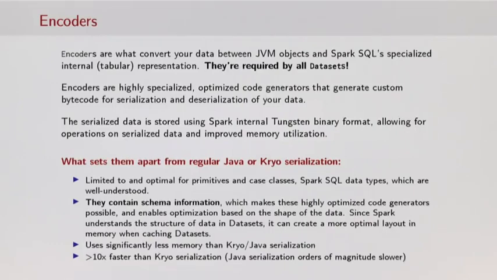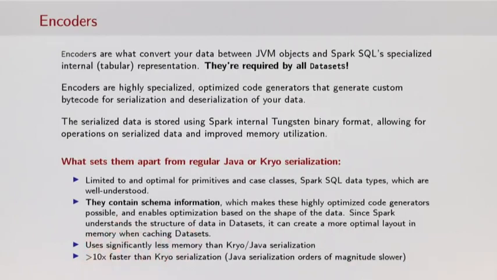Well, that's the context for these things, but since these encoder things are all about serialization, you might ask, well, why isn't Java or Kryo good enough? Well, for a couple of reasons. It starts with the fact that we have a very limited set of data types which we have encoders defined for, so all of the primitives and things that are case classes, all of the Spark SQL core data types, these things that we already understand super well, we can make sure that there's always a super optimal encoder available for these core data types. So that gives us an optimization opportunity.